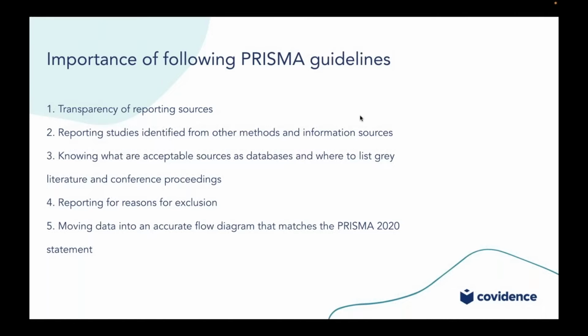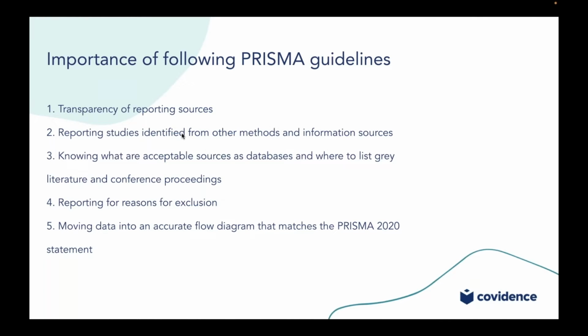So in this slide, I've listed here a few of the items required when trying to report the flow of studies through a literature review, regardless of the type of review, and which highlights the importance of following PRISMA guidelines. So on the first item here, whatever the type of review you are working on, it is important that there is a transparent way of reporting sources of references.